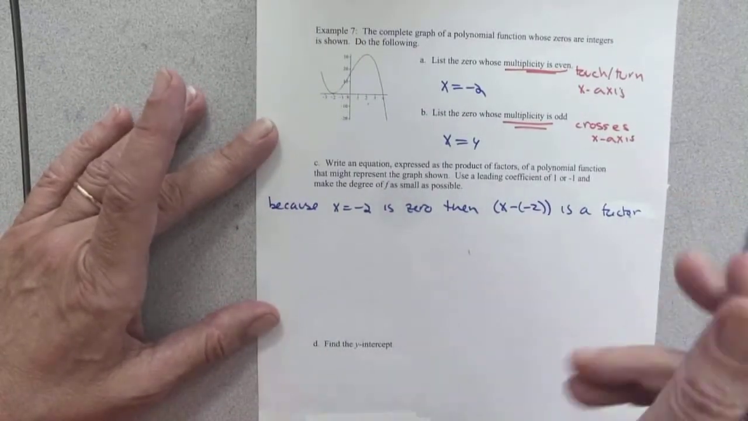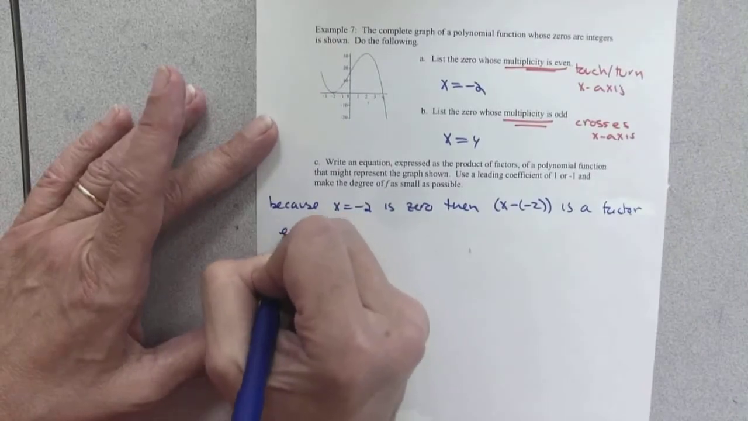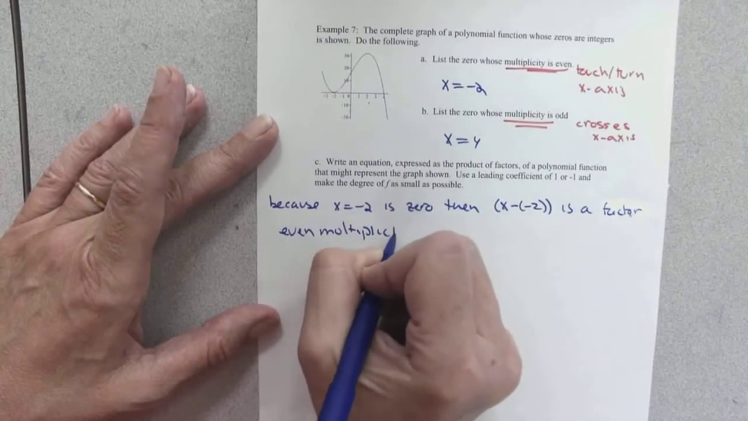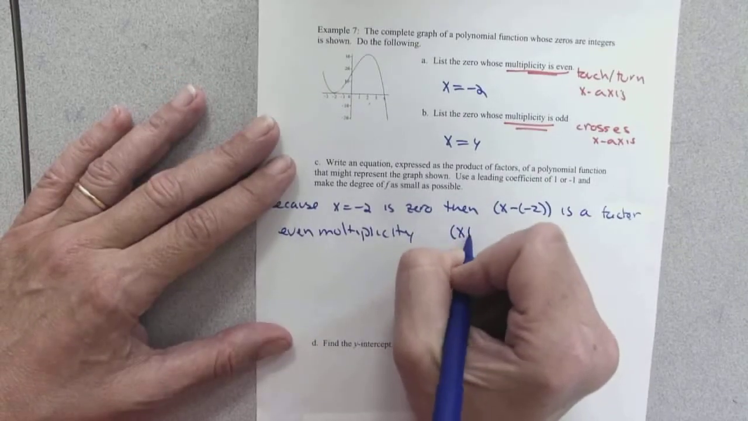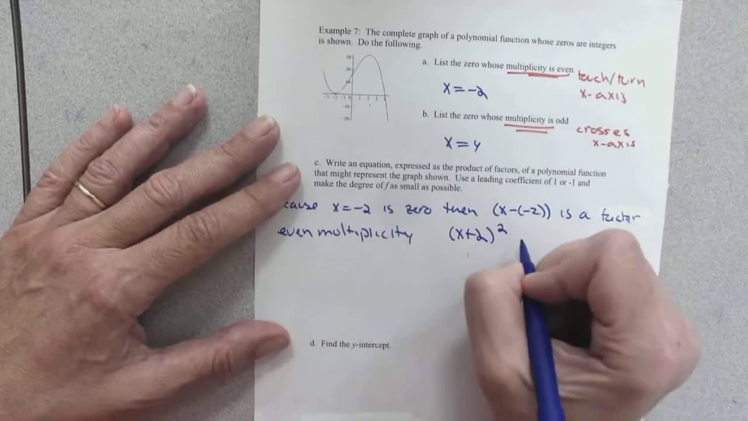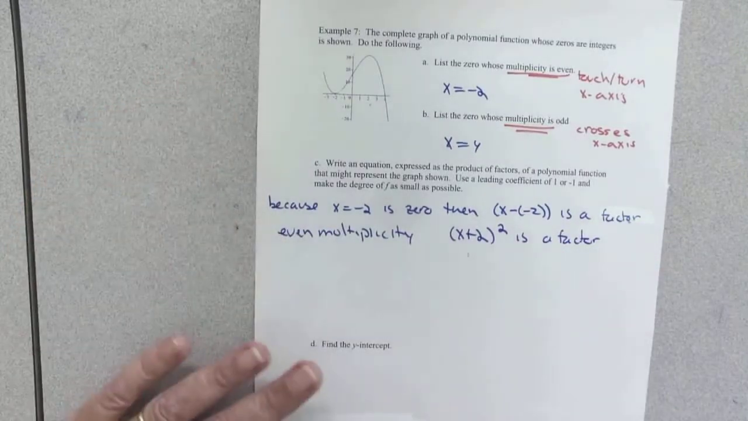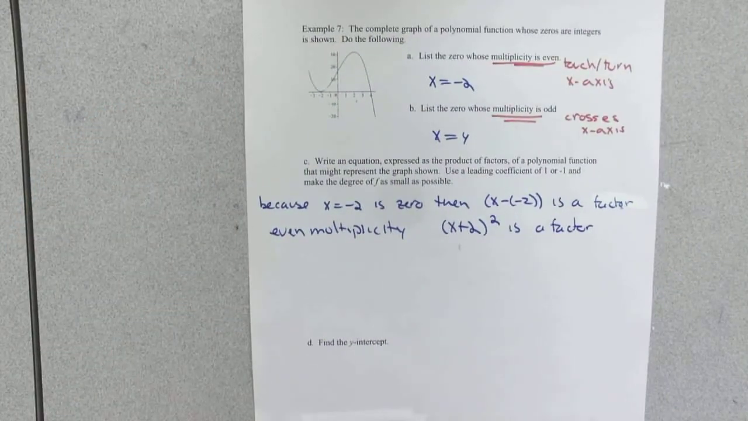And then because it has an even multiplicity, we will say x plus 2 squared is a factor. Now, squared, because they said make the degree as small as possible. Technically, I could have picked any even number, 2, 4, 6, 8, 10. But they did say degree as small as possible.